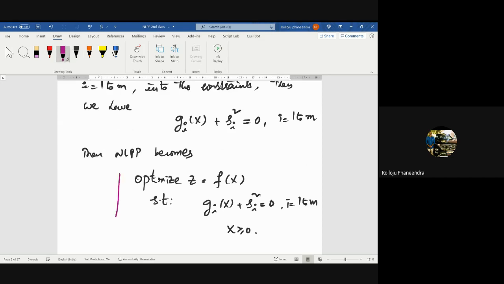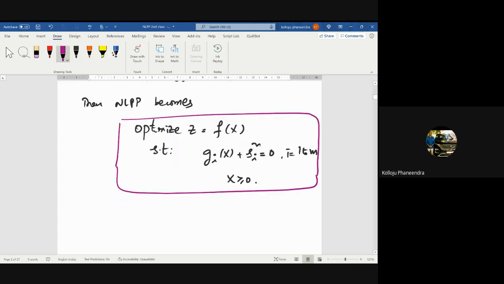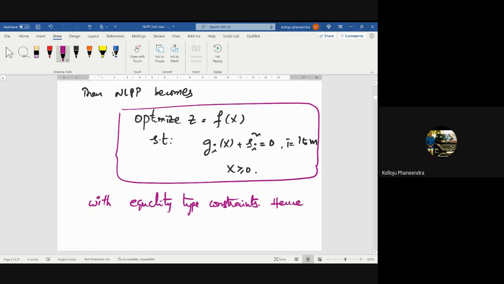Now the inequality type constraint problem is transformed to equality type constraints. Whenever an equality type constraints problem is there, I can solve using Lagrange's method. Hence we can apply Lagrange method to solve the NLPP. This is the first logic.